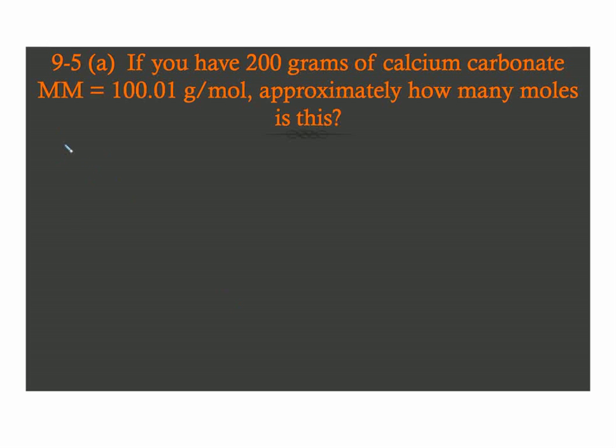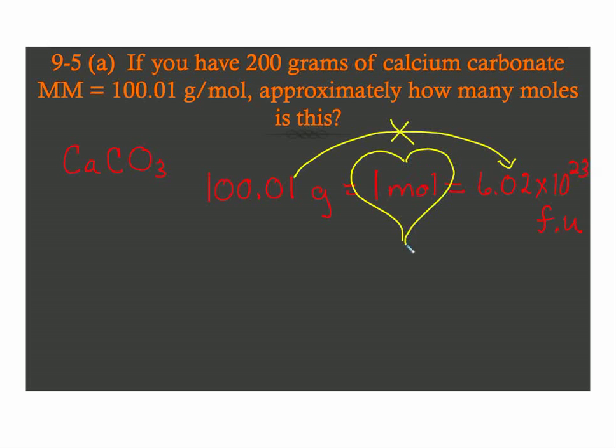So if we had calcium carbonate, what we say is if we added the calcium, the carbon, and the 3 oxygens, we would have 100.01 grams equal to every 1 mole, which we've now discovered is 6.02 times 10 to the 23rd formula units. Now, we're not going to skip from here to here. Some teachers teach that. I don't.